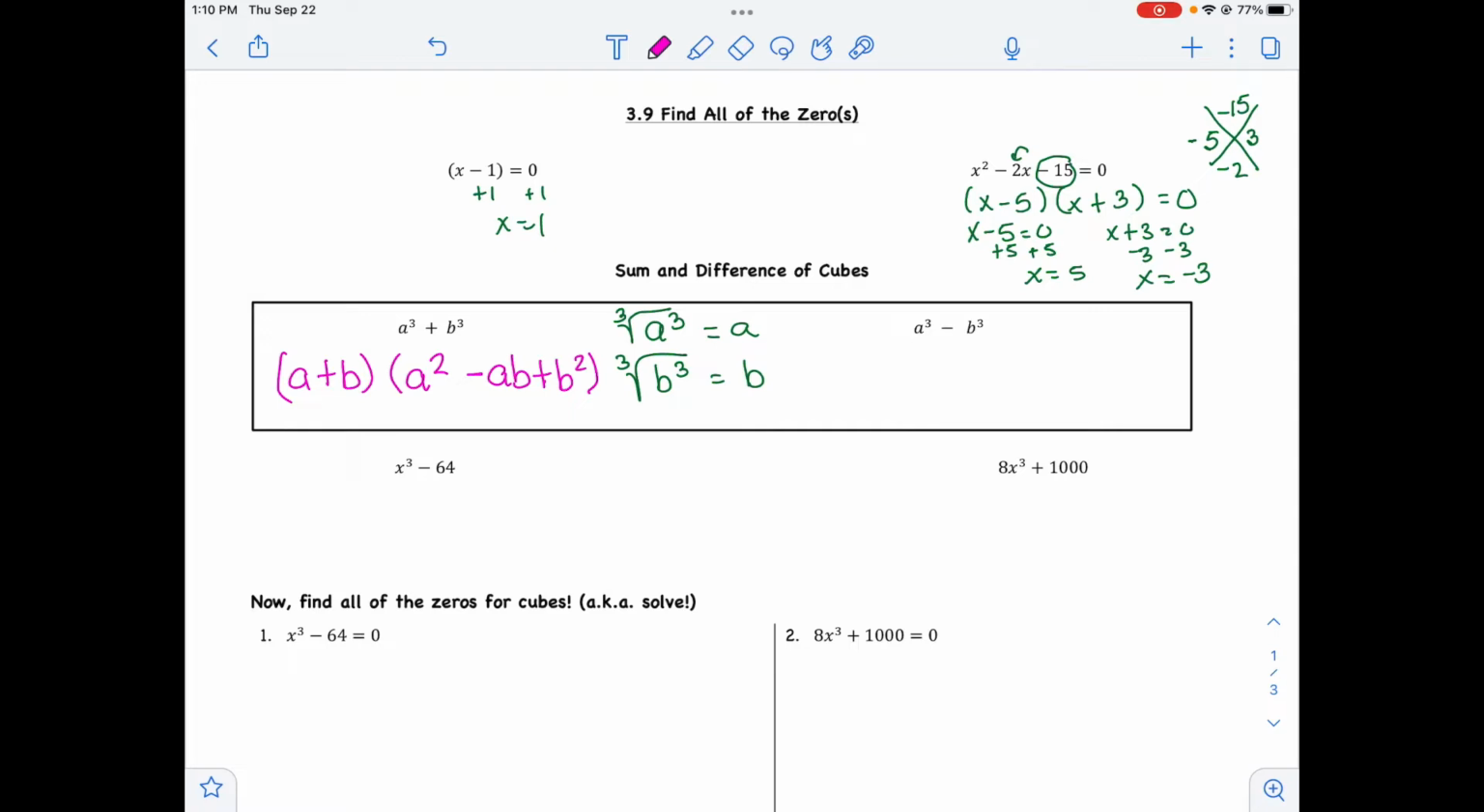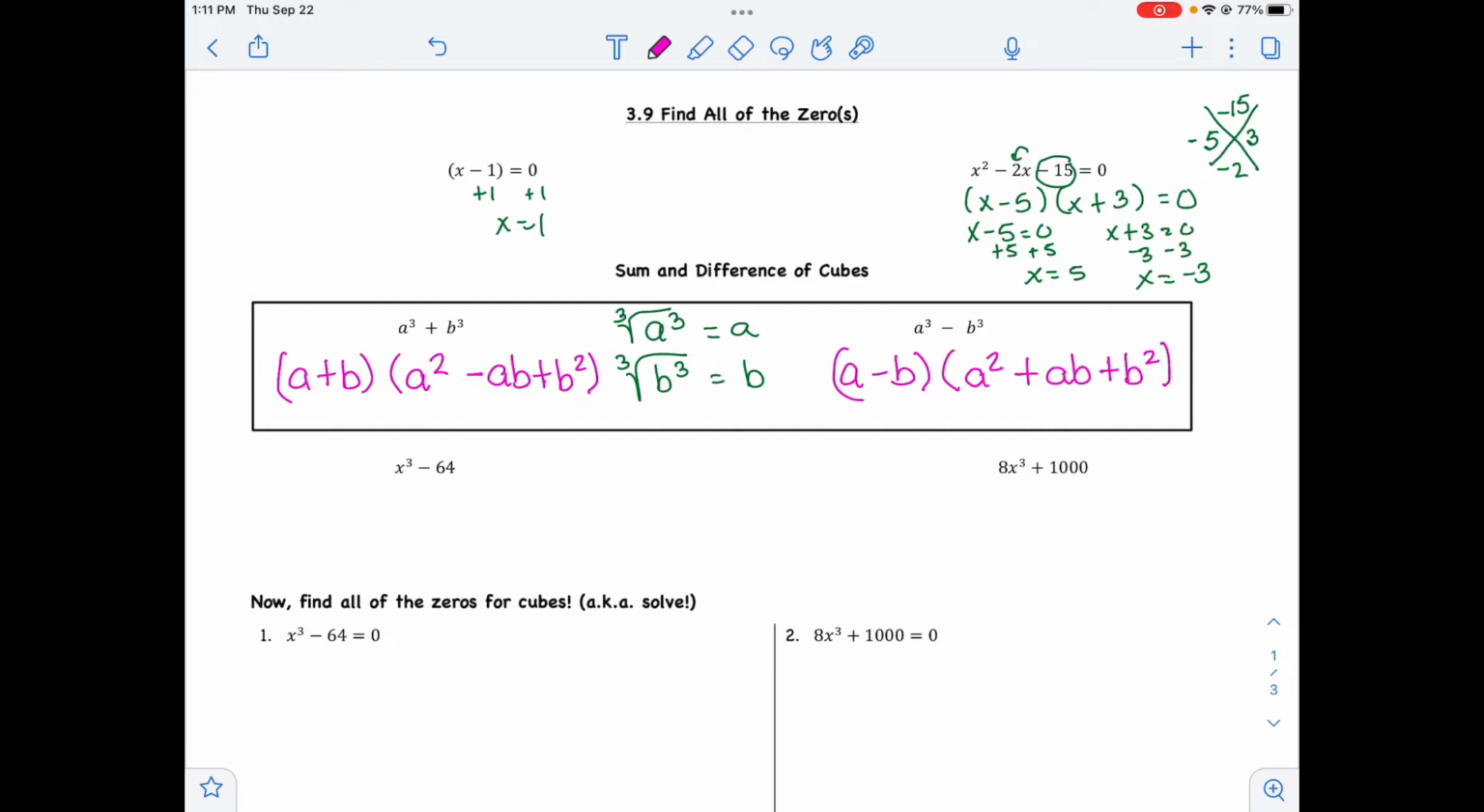Now for difference of cubes, we still take the cube root of a cubed and the cube root of b cubed. The sign stays the same. Then we square the a term. The sign is opposite than what we started. Then a times b, then b squared. And because we're doing a negative b times a negative b, we get a positive b squared.